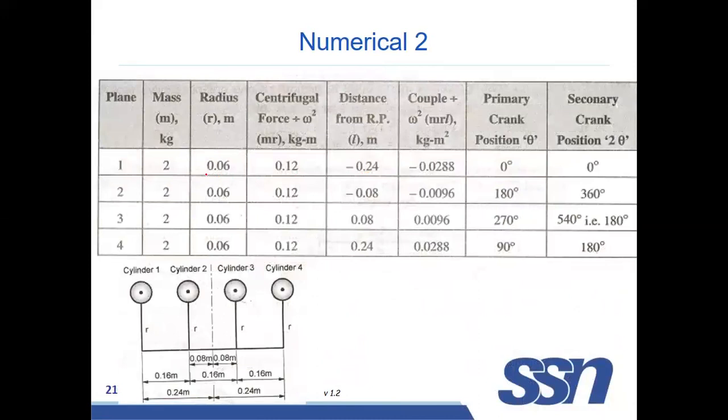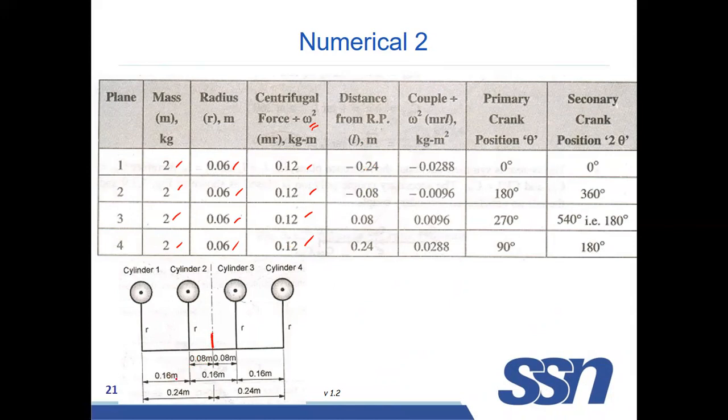Now the mass of each cylinder is 2 kg. All are identical. Similarly, radius 60 mm, given in meters as 0.06 meter. And centrifugal force is m omega squared r, but here we are not taking omega squared. Then m into r is the value of the centrifugal force. Now distance. We are taking this as a reference.